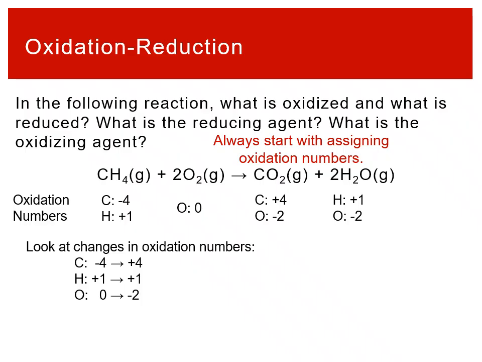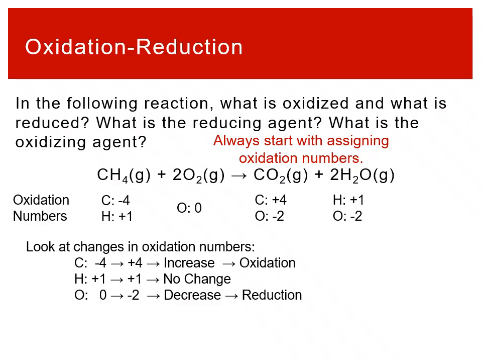If we look, carbon is -4 to +4. That's an increase. Hydrogen goes +1 to +1. That's no change. And oxygen goes 0 to -2. That's a decrease. So we can see that increase in oxidation number for carbon means it oxidized. A decrease in the oxidation number of oxygen means that it was reduced. So that means the carbon atoms were oxidized and the oxygen atoms were reduced. You'll see we assign that language to a particular atom type.